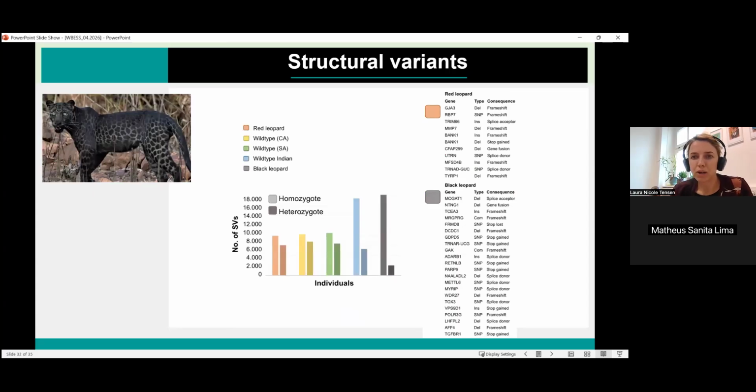So we also wanted to look at structural variants. You can see that the black leopards really have a lot more of these structural variant differences, clearly a sign of inbreeding. We looked at the effect that they have, so whether they cause a frame shift or stop gains, and a lot of these genes we do consider to be deleterious. So we think that if someone were to collect data from the health state, physical state of these leopards in captivity, you'll probably end up finding quite a lot of health issues in your black leopards. And we found some other structural variants in our red leopards as well, but not more than in the wild type leopards.